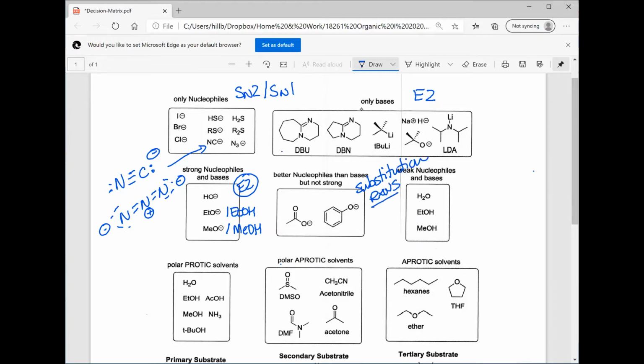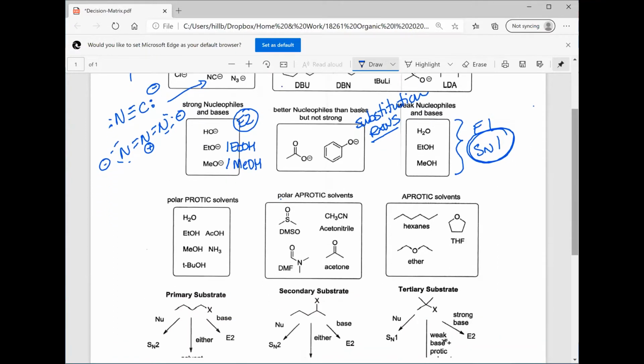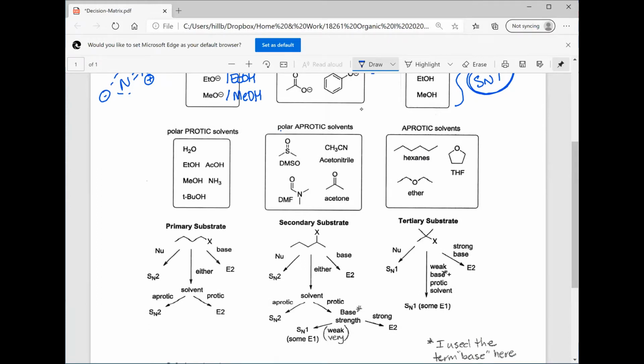And then there's some very weak ones. So these are going to be involved in either E1 or SN1. So the very weak nucleophiles and bases, it will mainly be SN1. So these are basically the flavor of things that is going to come to pass. And then the other thing that we need to know is the type of solvent. Protic solvents, aprotic solvents that are polar, and aprotic solvents that are less polar. THF is sort of in between the two. I view it as a more polar solvent, but it's not as polar as the rest of these.